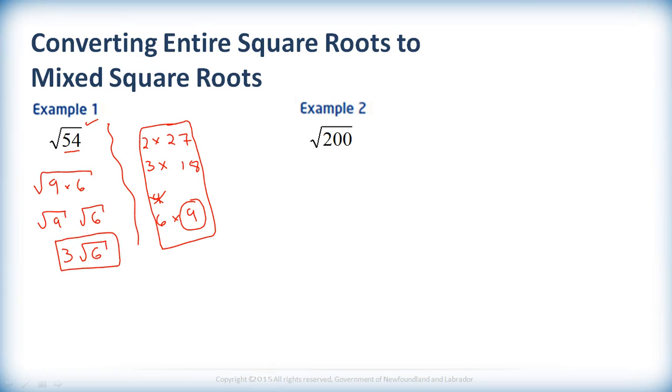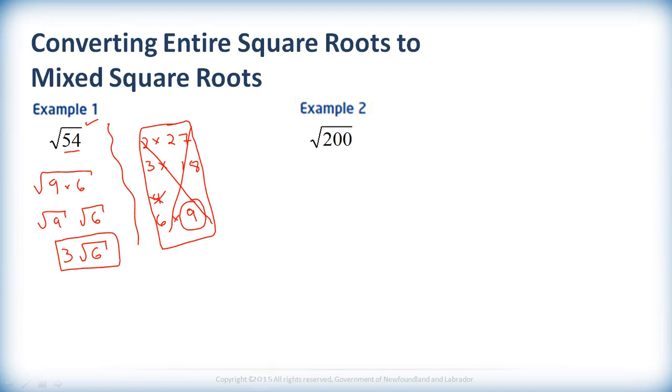So the trick is find the biggest factor of that number that is a perfect square. You don't always have to go through this whole process of writing out all the factors. Often it'll jump right out at you. Like for instance, look at this one, the square root of 200. When we think of factors of 200, one of the more obvious ones is maybe 2 times 100. And we should all know that 100 is a perfect square because it's 10 squared.